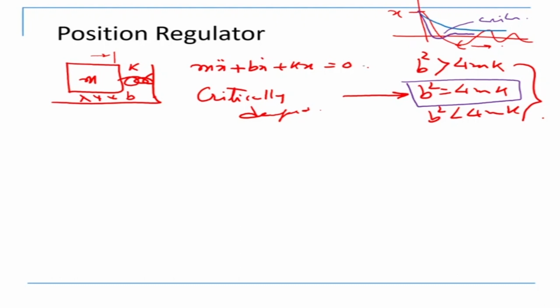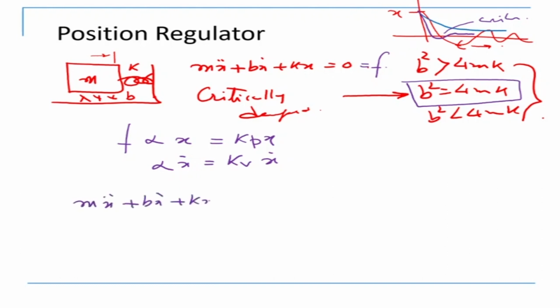So how do we go ahead with this design? We say that this is equal to f, because I'll need to put an f. So this f should be proportional to what? It should be proportional to the distance, so it is equal to kp into x, and proportional to the velocity, so it is kv into x dot. So our position regulator controller is written in the form m x double dot plus b x dot plus kx is equal to minus kp into x minus kv into x dot.